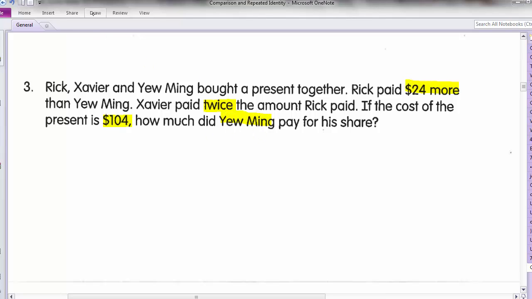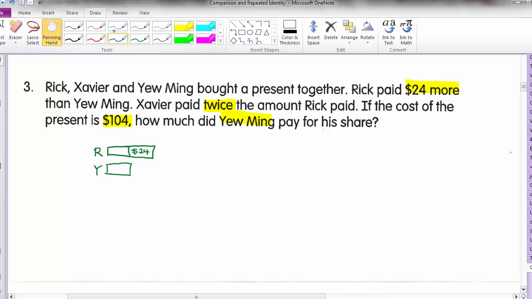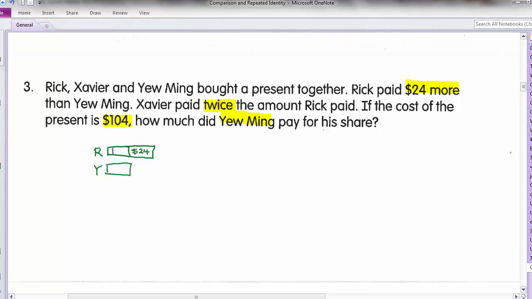So let's see what's the difference between this and question 2. So let's draw it out step by step. Rick paid $24. So again, Rick and Yumin this time round. So whatever Yumin has, Rick has, but Rick has $24 more. Now remember to always draw this 24 different from this 1 unit because it's not the same. The other way is to just remember to keep on labeling the boxes. This is 1 unit, this is 1 unit. So you know that the difference.